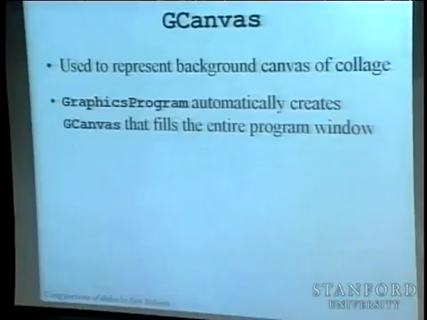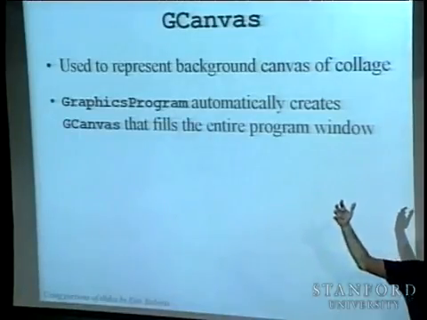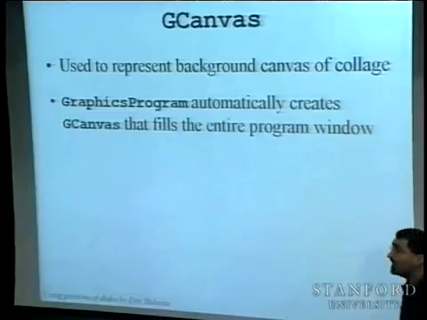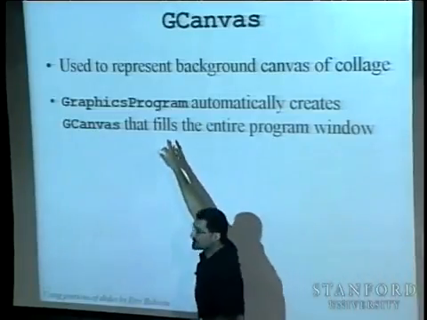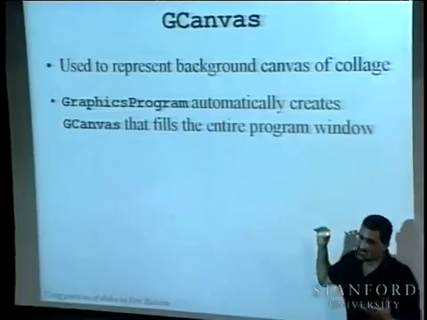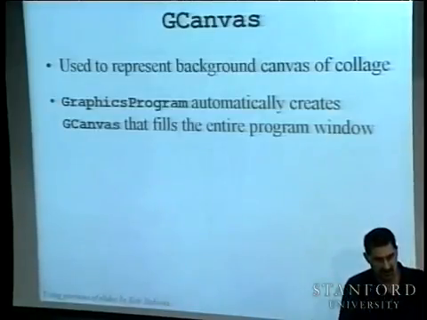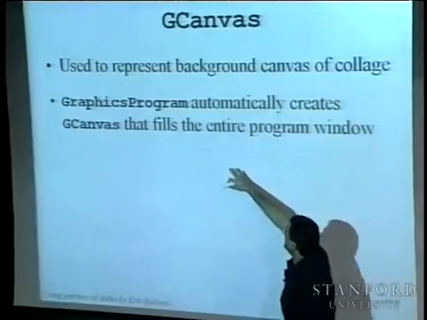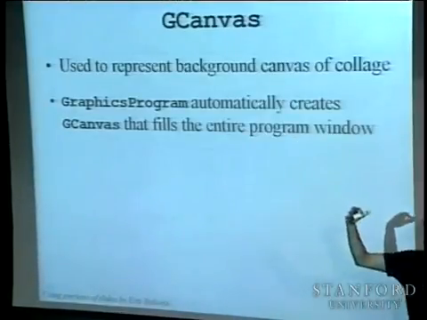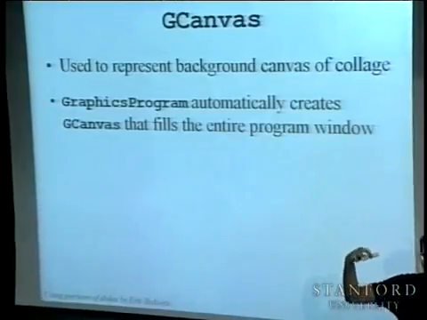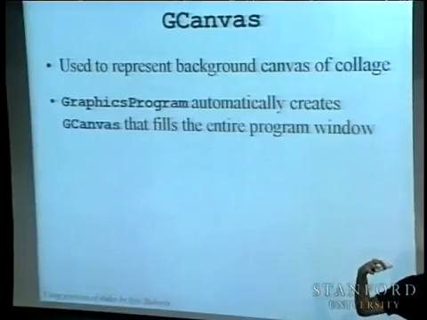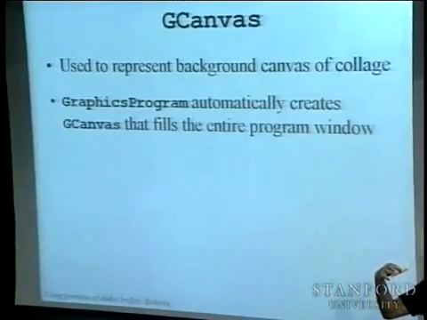Okay? And you might say, but Marin, didn't we already have one of these? When I create a graphics program, don't I already get my empty canvas that I put stuff on? Yeah, in fact you do. What a graphics program does for you automatically, just because it loves you that much, is it automatically creates one of these GCanvas objects and makes it large enough to fill the entire program window. So actually when you're adding your objects to a graphics program, you're actually adding them to a canvas, or a GCanvas object.